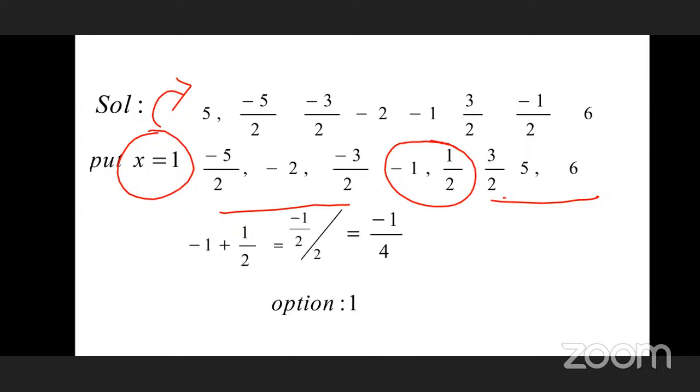Therefore, what is the option? Option number 1. What we will get? Option number 1 is x minus 5 by 4. We get 1 by 4 only. That is the correct solution.